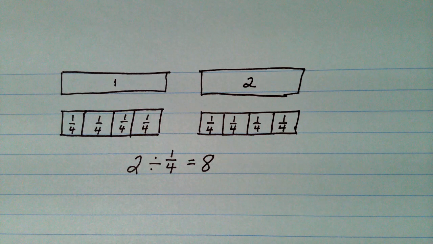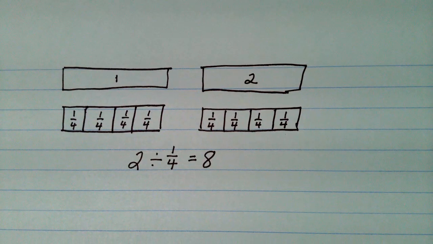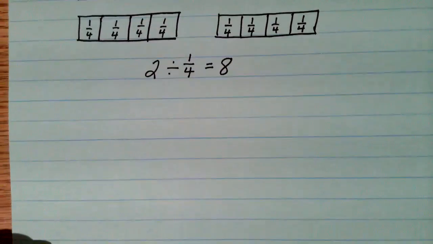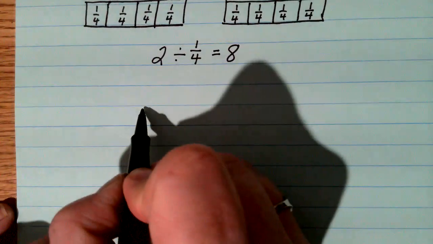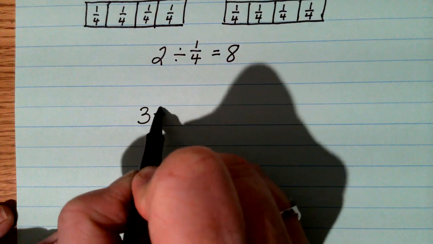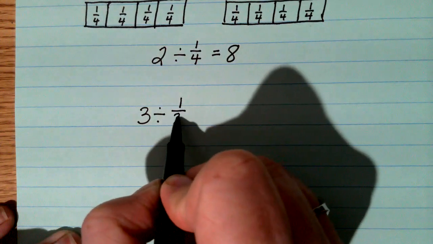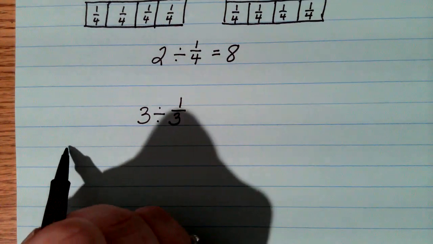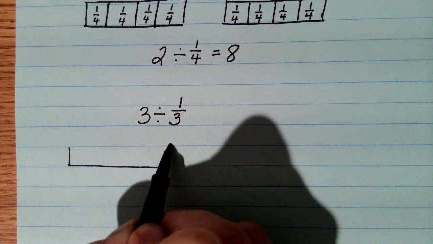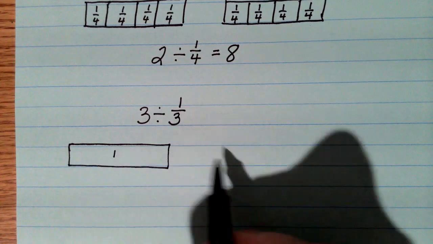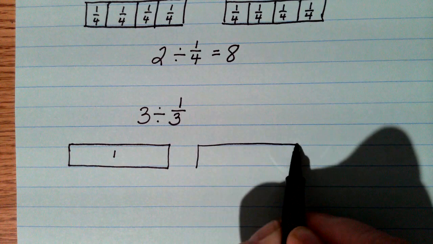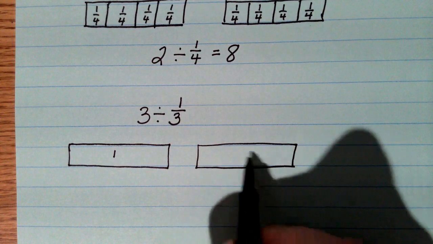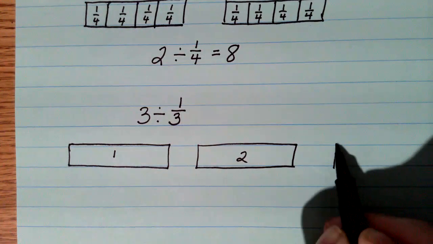I'm wondering if you can show a fraction or a model for 3 divided by 1/3. 3 divided by 1/3. Let's start by showing that we have 3 wholes. 1, 2, 3.